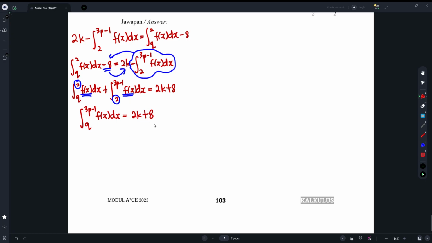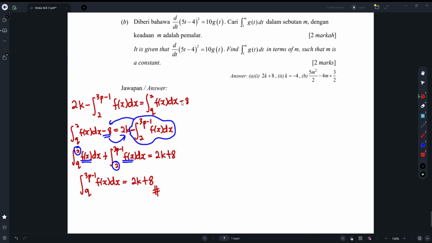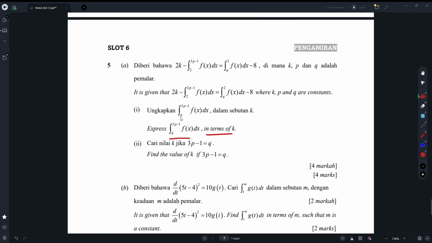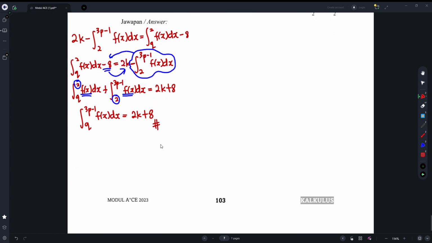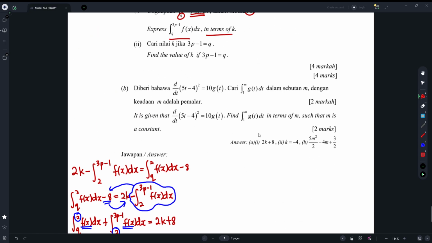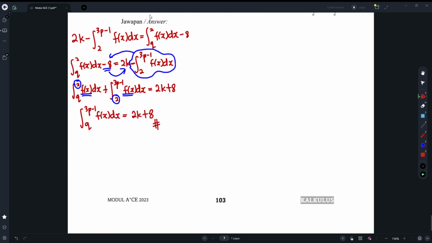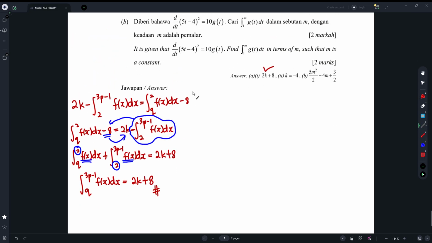Okay, and that is the answer for the first question, because they ask us to express the integral of (3p minus 1) f(x) dx in terms of k, and we already did that: 2k plus 8, as stated. So no problem, as simple as that. So now we are going to move into the second part.